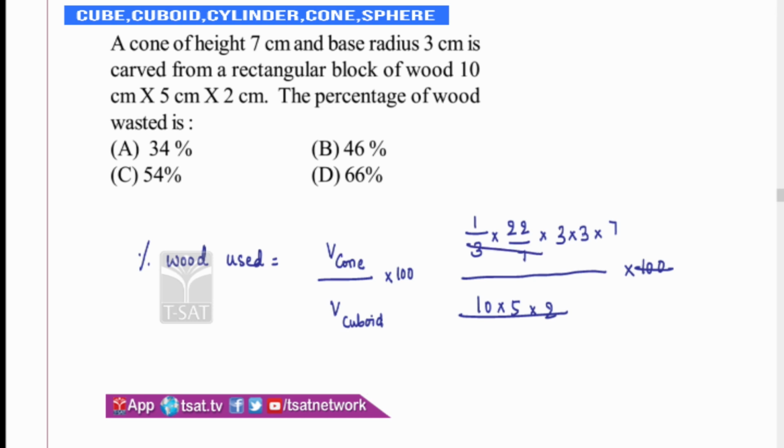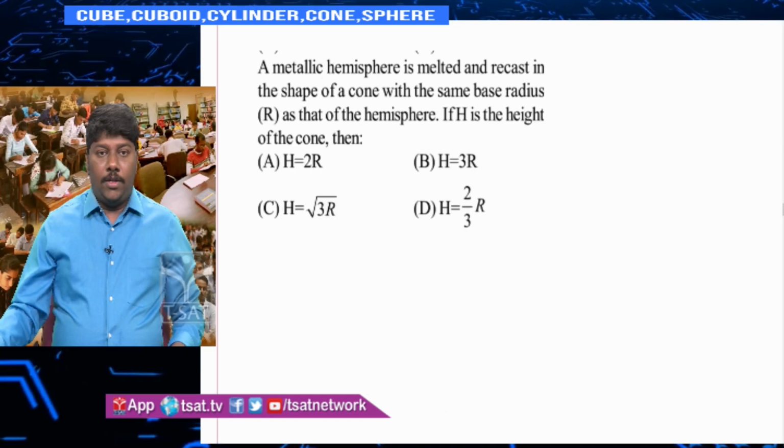This 21, 21 cancel. So there is 66% of the wood used. So if 66% of the wood is used, therefore you can say 34% of the wood is wasted. So the percentage wasted is 34. Look at the next one.